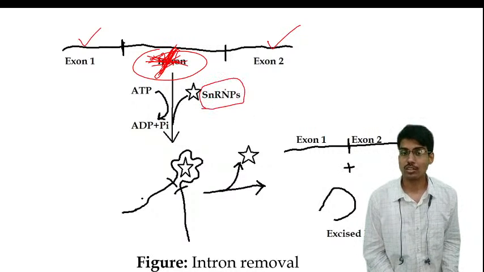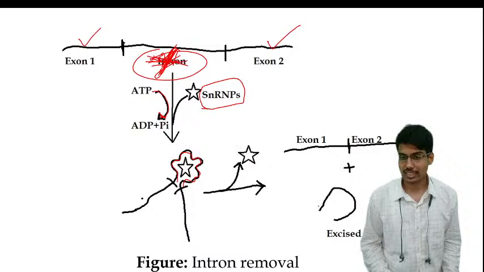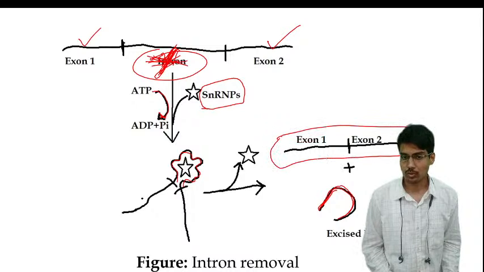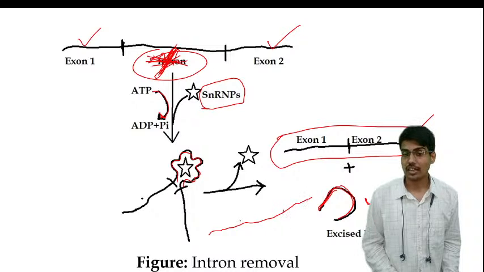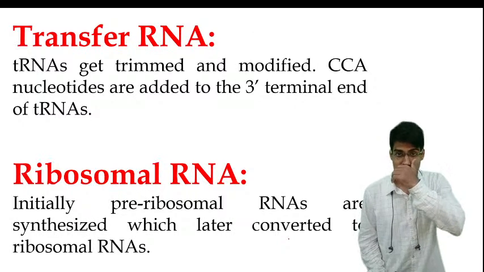For intron removal, there are certain proteins called snRNPs. They utilize energy in the form of ATP, attach to these introns, and remove the entire introns from this RNA structure, and they bind exon 1 and exon 2. Now you have the intron separately and exon 1 and exon 2 together. So we have removed the introns from the RNA structure. Now this eukaryotic RNA is able to function correctly. So this is one of the post-transcriptional modifications in eukaryotes.